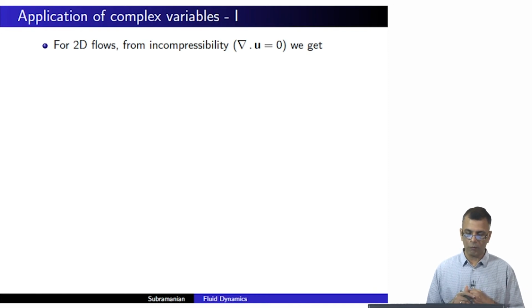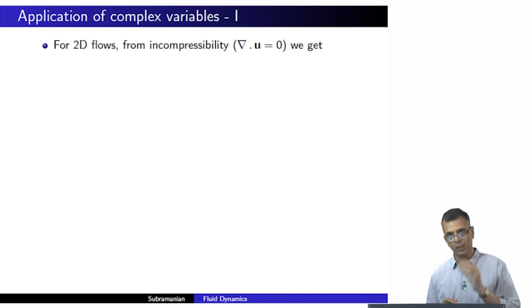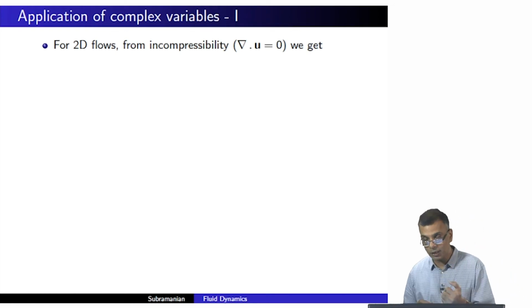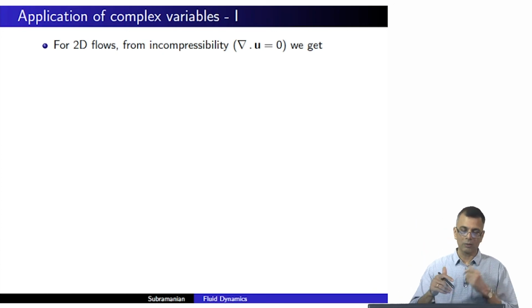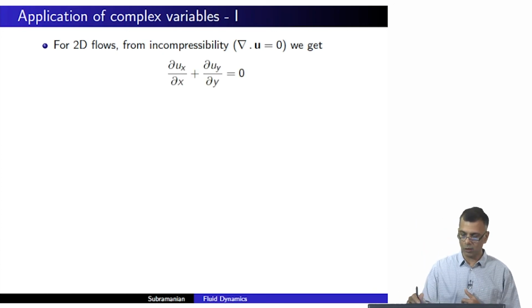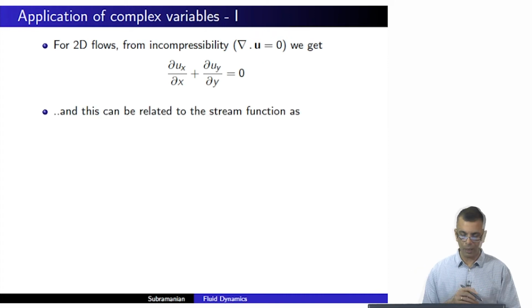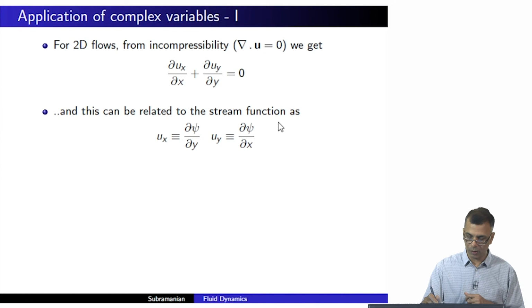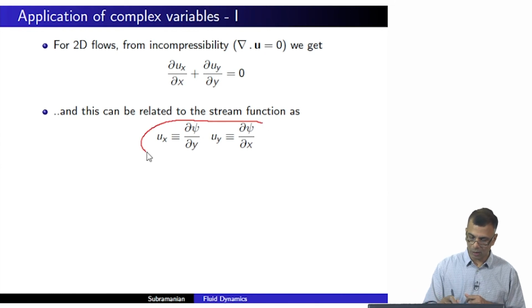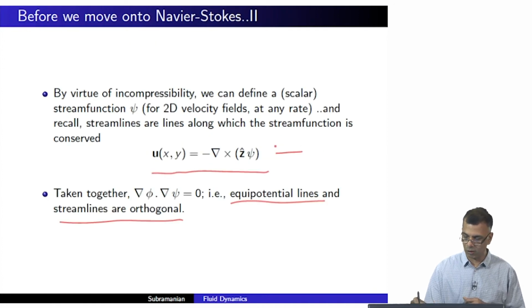So, for two-dimensional flows from incompressibility, remember, we are talking about an incompressible, irrotational, inviscid fluid. If you want to restrict yourself just to two-dimensional flows, this is essentially the same as this. It's simply the definition, and this can be related to the stream function as this. That simply follows from the definition of the stream function.